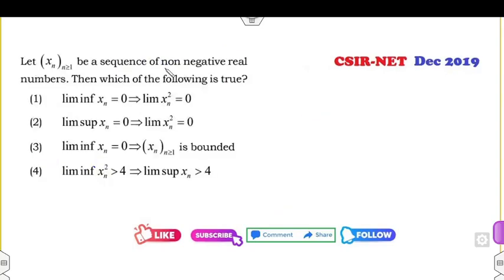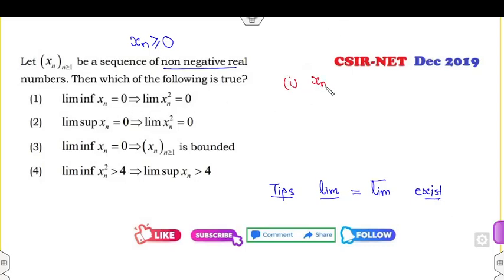Let xn be a sequence of non-negative real numbers. This is given to you. Then limit of the infimum is 0. Again, remember, you can say the limit exists when limit of the infimum and limit of the supremum are both equal, then only the limit exists. Look at the first part. Limit of the infimum is 0. Can you think of any sequence whose infimum is 0? Another one is anything. Fine.